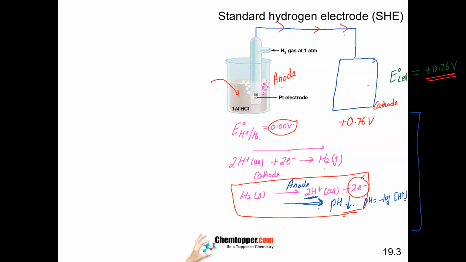These electrons. You can place your voltmeter here. What will be the reading in the voltmeter, children? What is the reading in the voltmeter? Yes. E naught cell is E naught cathode minus E naught anode. So what reading will come here? 0.76 minus 0.00. What reading? 0.76 volt.